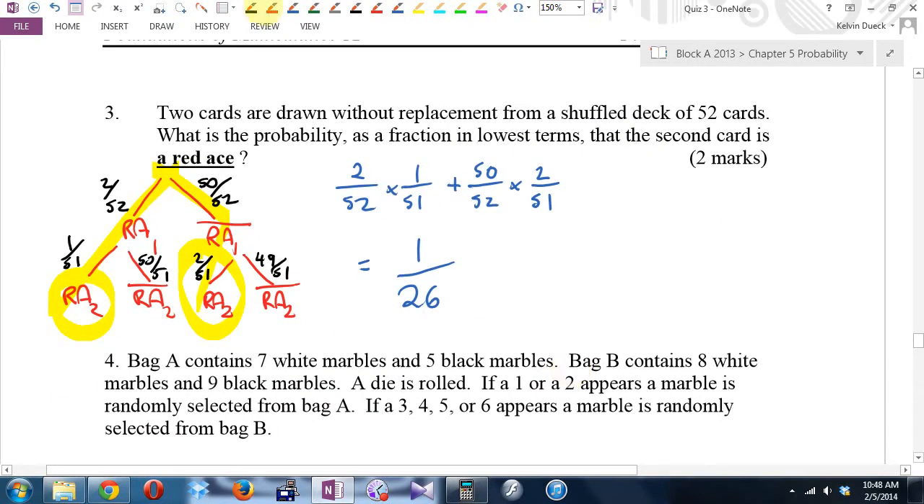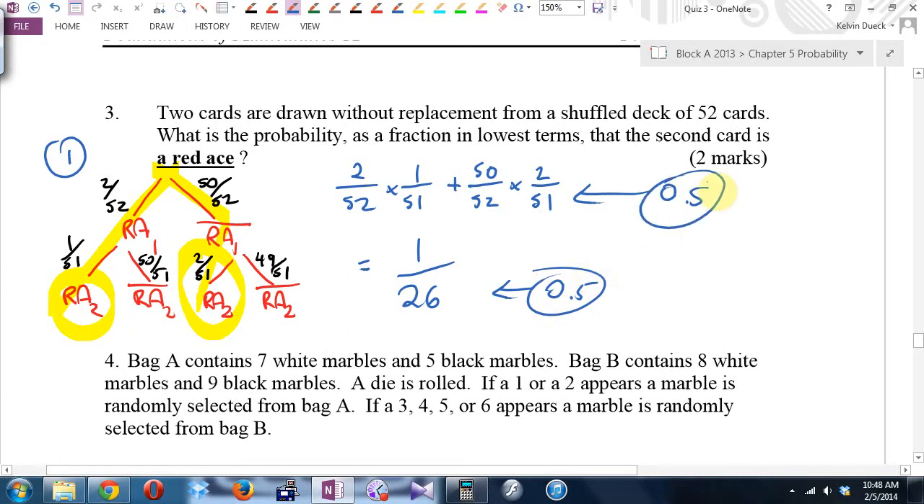In terms of part marks, if you got this right, of course, always 2 out of 2. Otherwise, probably I would have given you 1 mark for the tree, a half mark for that, and a half mark for the answer. Problem is, if you got the tree wrong, you're getting everything else wrong.